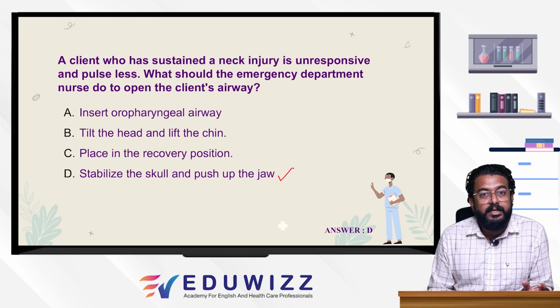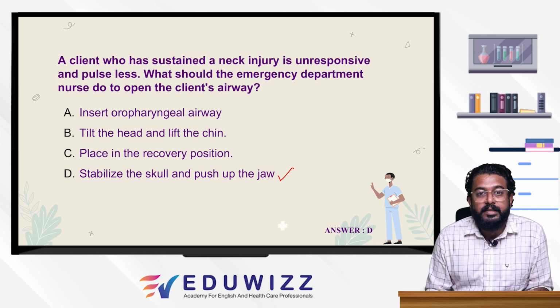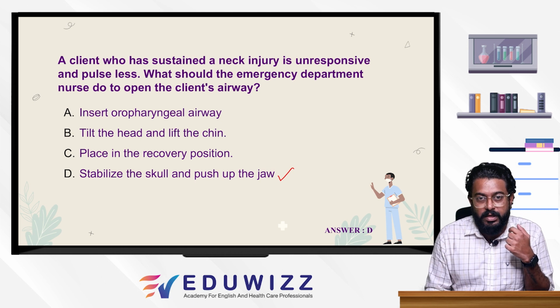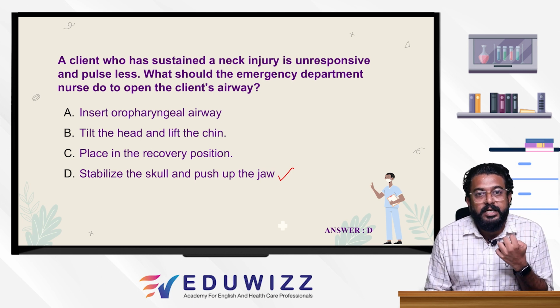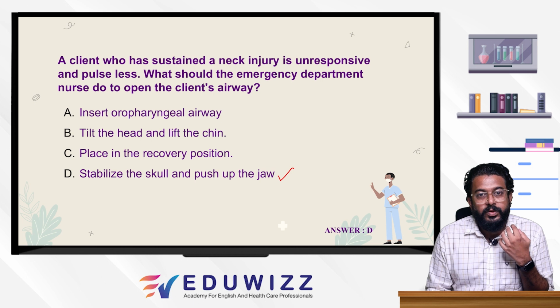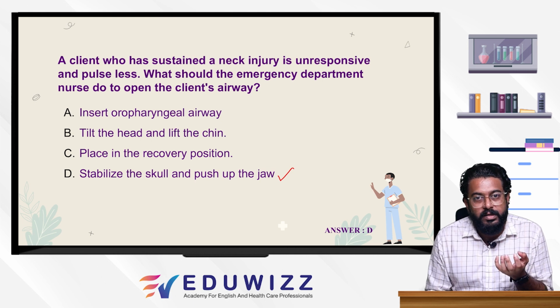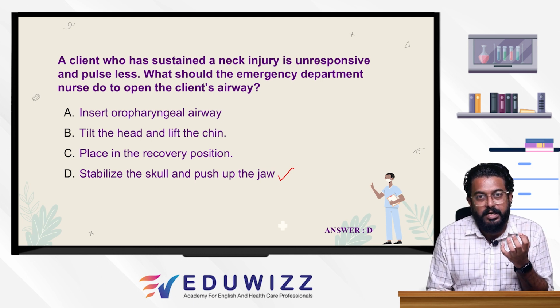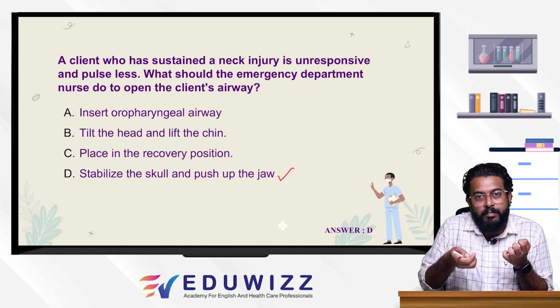Usually what happens is that when the patient becomes unconscious, there are chances that the tongue might go backward, which is known as tongue fallback, which obstructs the airway. So in order to pull out the tongue which has fallen, what we have to do is stabilize the skull and push the jaw up.